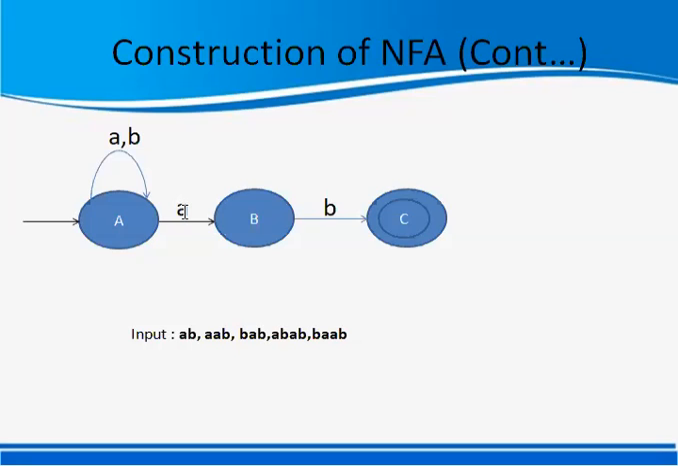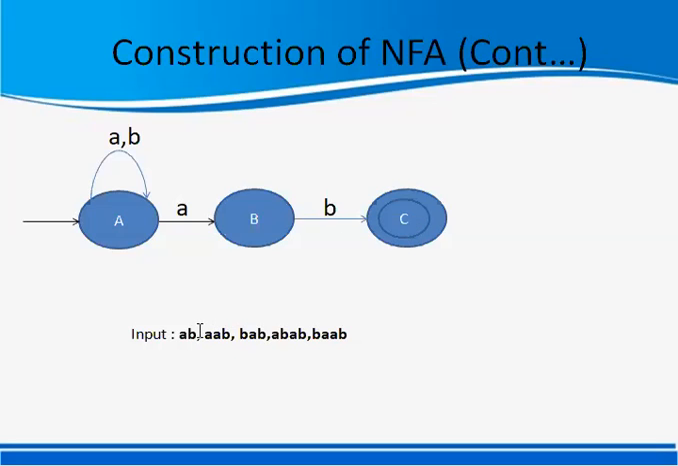So here we can see, when we consider the transition starting from the initial state A on input small a, it moves to the state B, and from the state B on scanning small b, we reach the final state. So this string AB will be accepted.